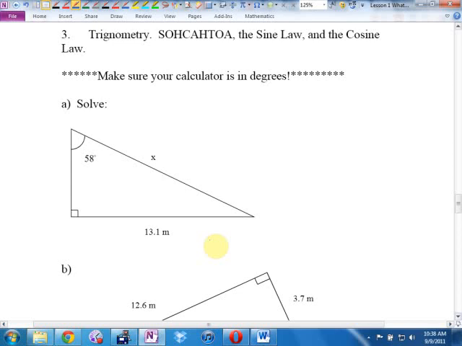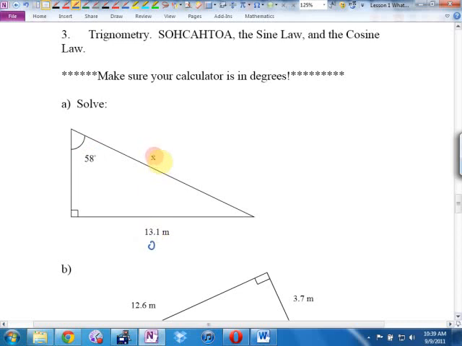So we have two main types of trig, right-angled trig and non-right-angled trig. Example A says solve for x. Is there a right angle or no? There is? Then I can use good old SOHCAHTOA. I'm going to label the sides. Here's my angle. This side here, opposite, adjacent, or hypotenuse? Good comeback, yes. What about this side here? Which one? I agree with you.